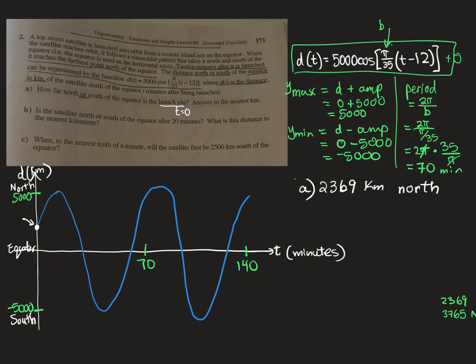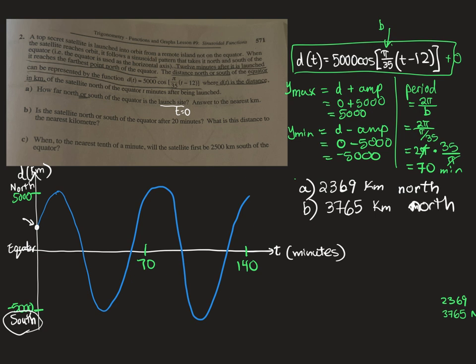How do you know if it's north or south? If it's negative, meaning below the x-axis, it's going to be south, because they said the equator would be the x-axis, the horizontal axis. Okay, part B: is the satellite north or south after 20 minutes? So again, if you go trace and type 20 for x, you would get a positive, so therefore north, 3765 kilometers north.